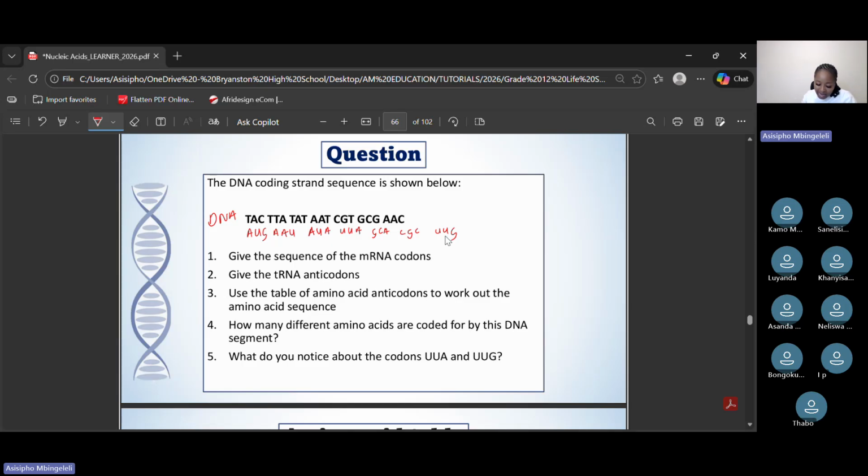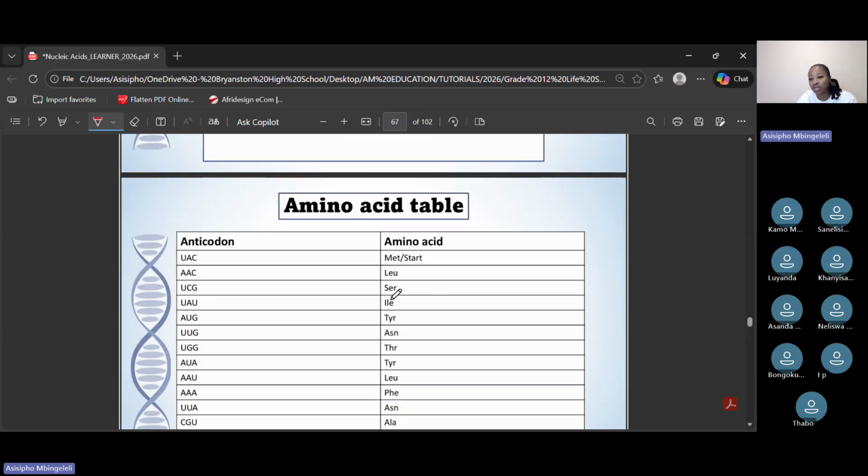Then transfer RNA, I think we can work this out, guys. Transfer RNA, we are going to use the messenger RNA to form transfer RNA. Use the table of anticodons to work out the amino acids. So I think you can do this, guys, at your own spare time. So let's look at what is different with the table. We are no longer using codons like the previous example.